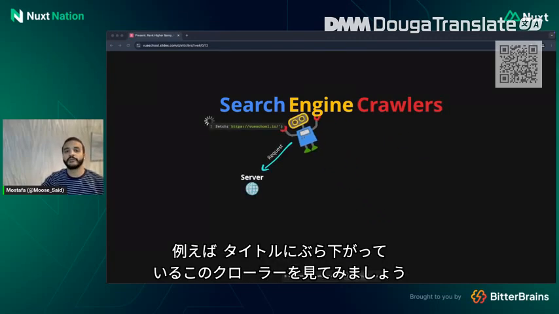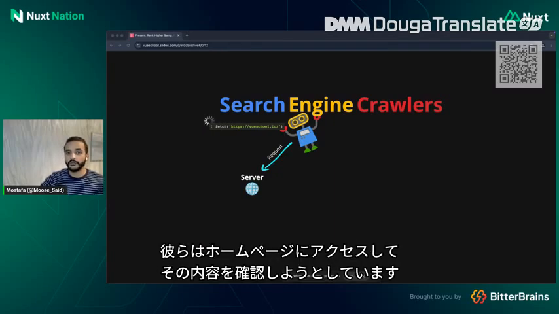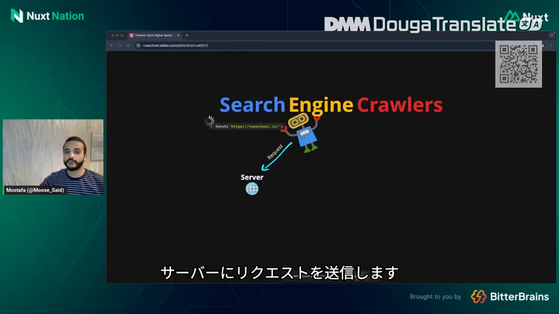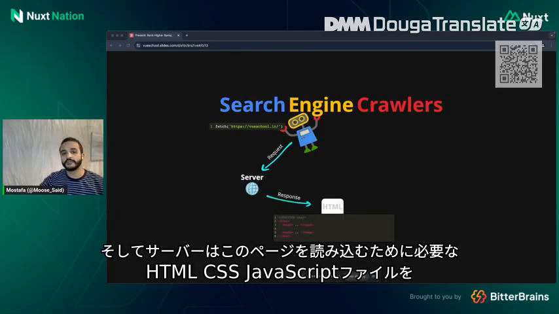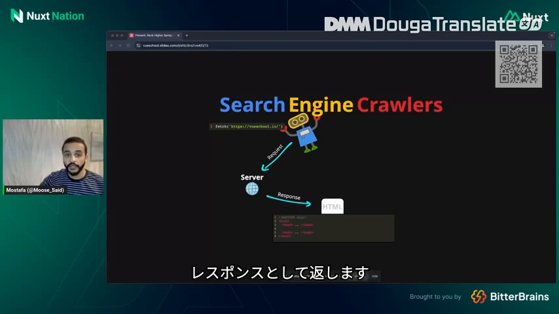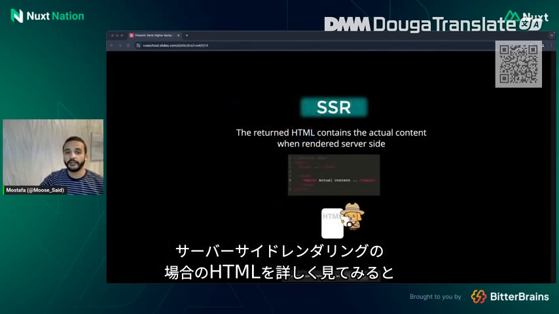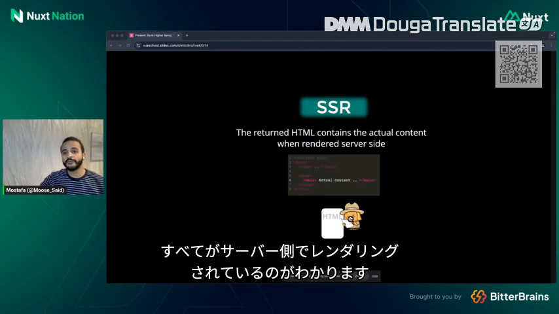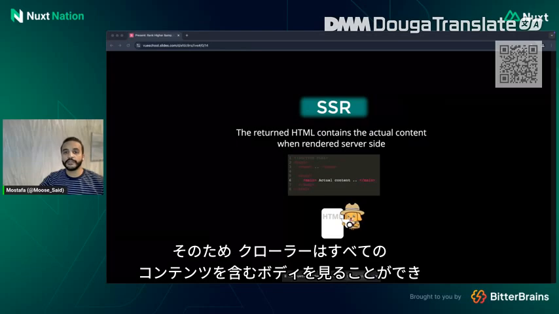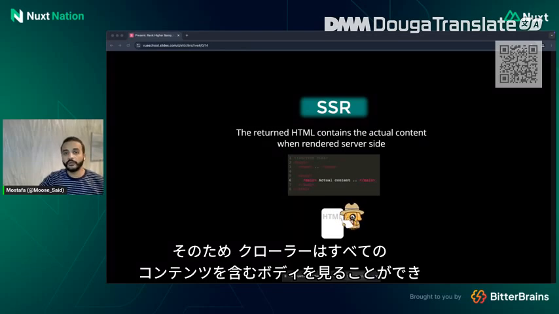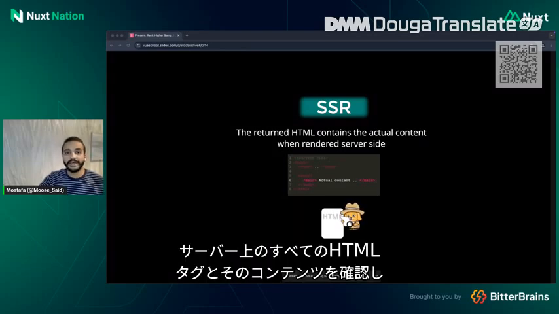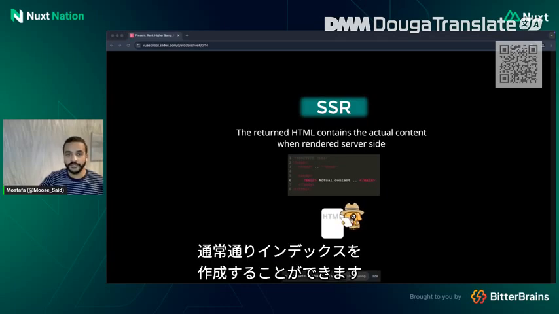So let's take, for example, this crawler hanging in the title. They're trying to visit the homepage in order to see what it's all about. So they send a request to the server, and the server then sends a response with the HTML, CSS, and JavaScript files needed to load this page. If we take a closer look at the HTML, in case of server-side rendering, we're going to see everything rendered on the server side. So the crawler will be able to see the body with all of the content, all of the HTML tags with its content on the server, and they will be able to index it normally.